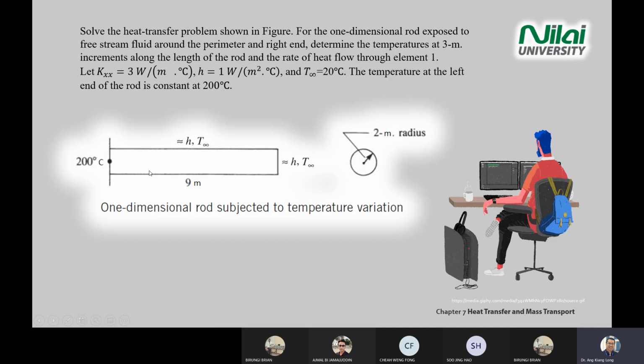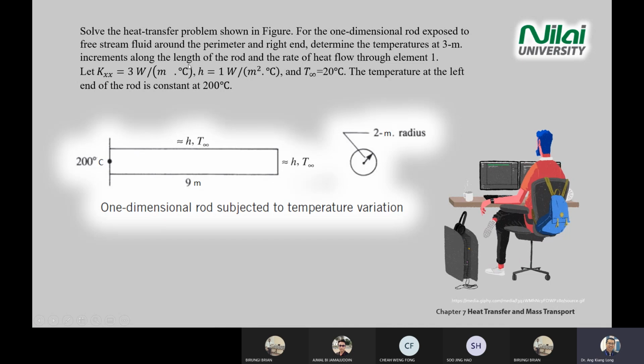So what you need to do is break this rod into a few sections. Since we need to find the temperature at 3 meter, we just break into 3 sections or 3 elements. So we have the first element 0 to 3 meter, the second one 3 to 6, then the third one is 6 to 9. Okay.